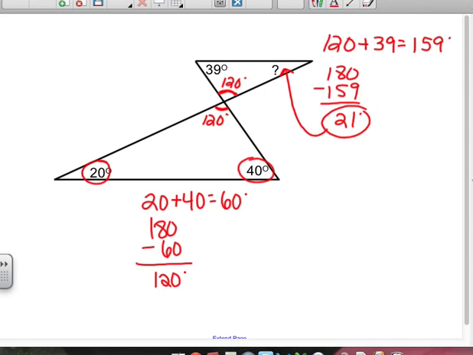Putting it all together. This time we used the 180 degrees inside a triangle, and we used our knowledge of vertical angles, and then we used our knowledge again of 180 degrees inside a triangle. This is good math. This is good geometry. I'm excited to see how you do with this in class.